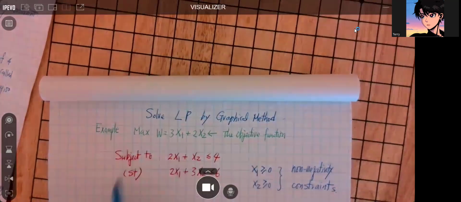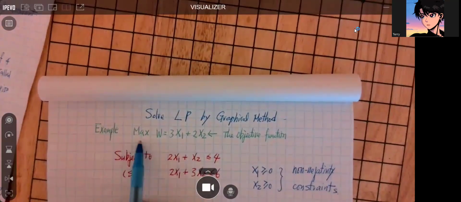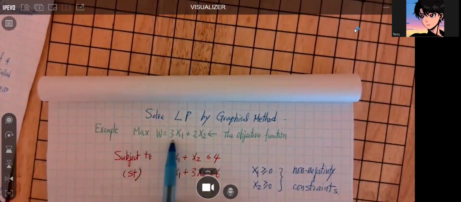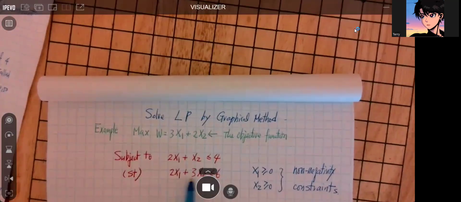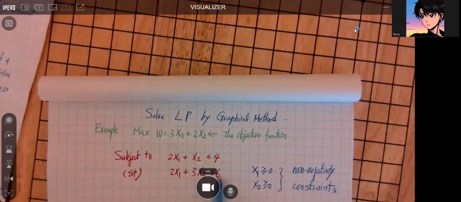Okay, and we're going to use this example. We try to maximize W equal to 3x1 plus 2x2. This is what we call the objective function. Subject to constraint 1, 2x1 plus x2 less equal to 4. Second constraint, 2x1 plus 3x2 less equal to 6. And x1, x2 are what we call non-negativity constraints.